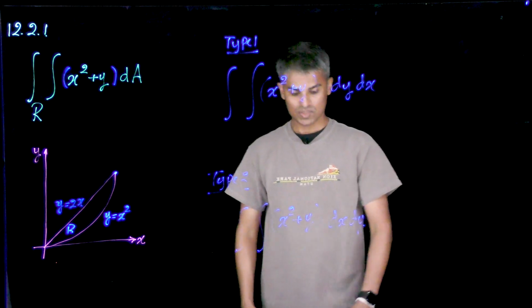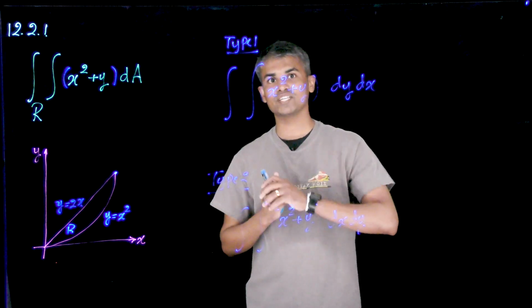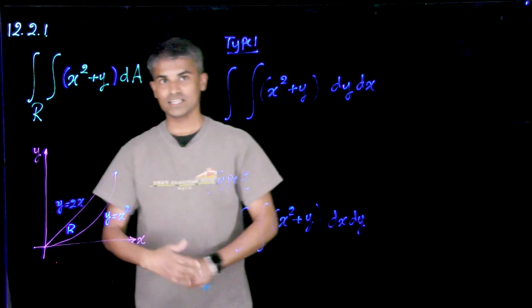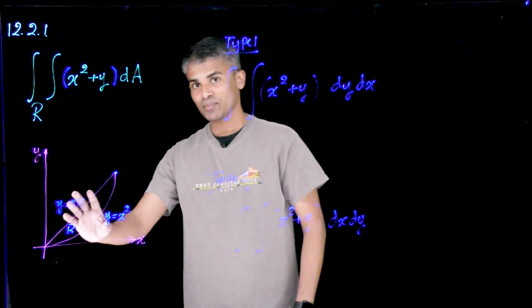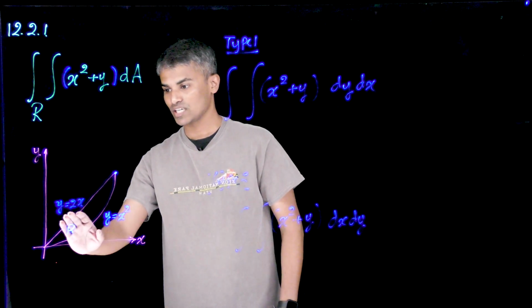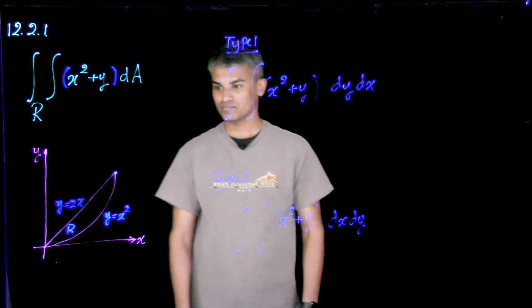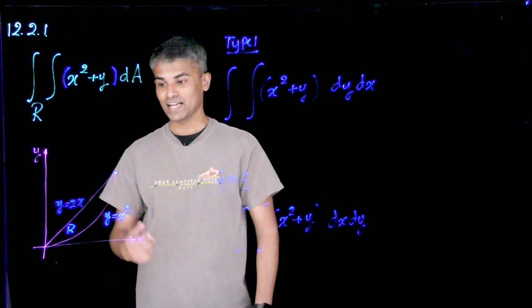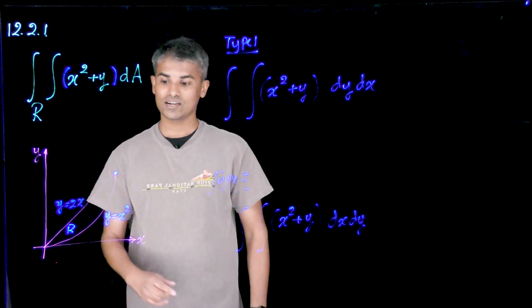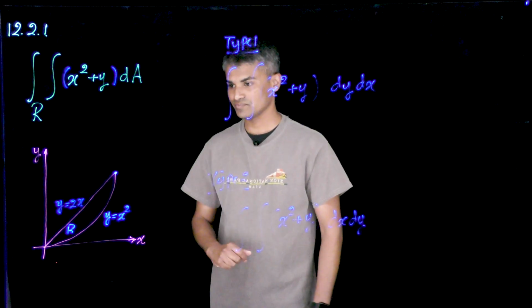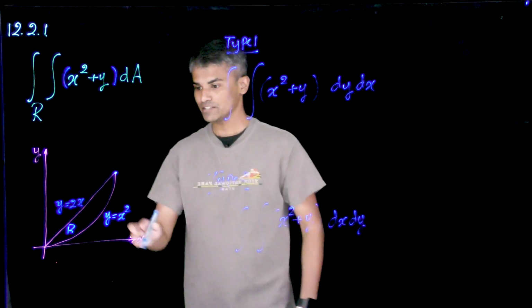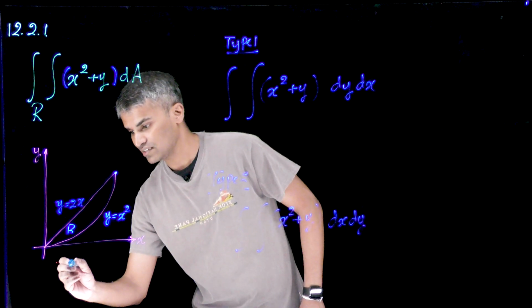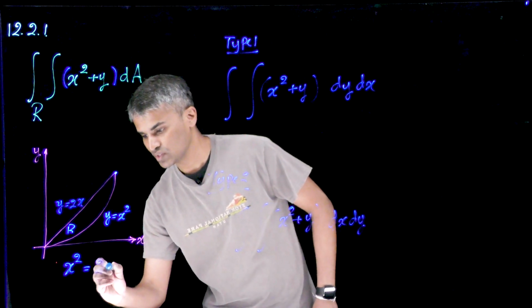Now, first we need to figure out these 4 limits. Let us go back to the domain of integration. Our domain is bounded by these two curves, y equals 2x and y equals x squared. The first thing we need to do is sketch the domain and then figure out the coordinates of these two intersection points. To do that, we set x squared equal to 2x.